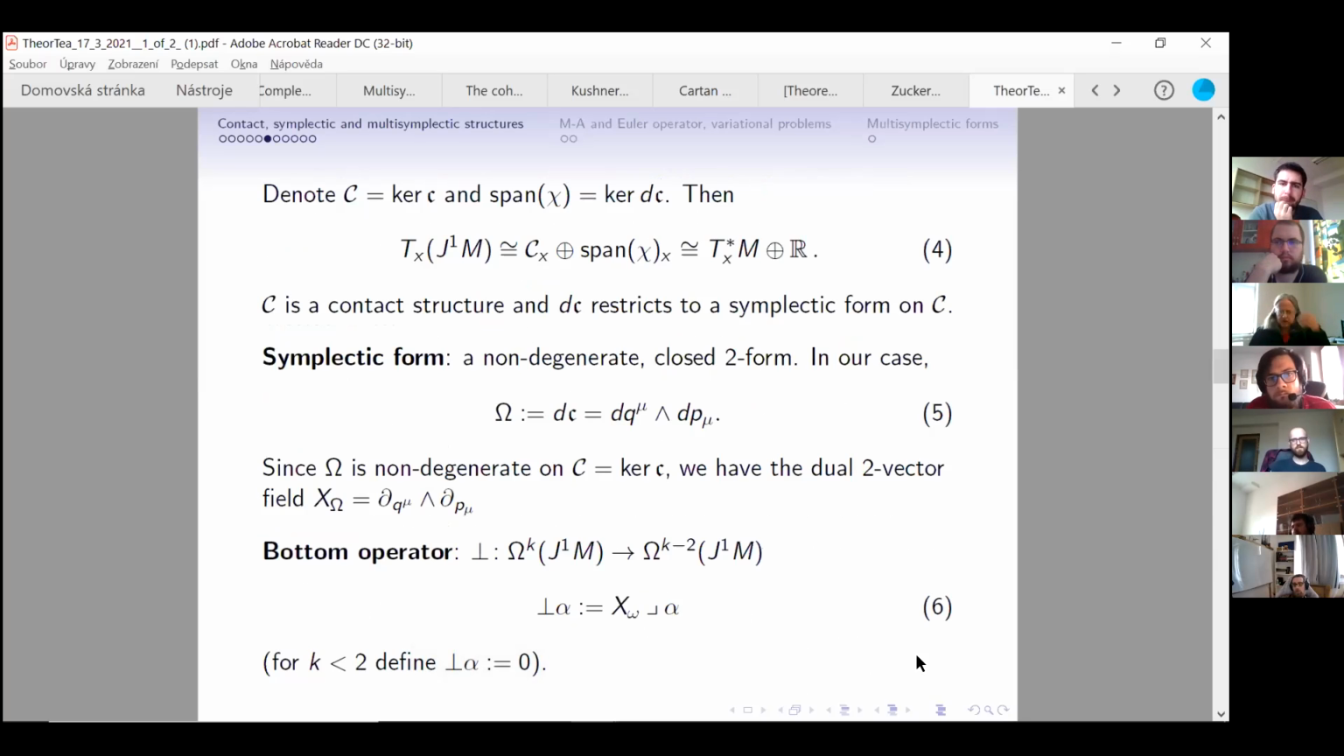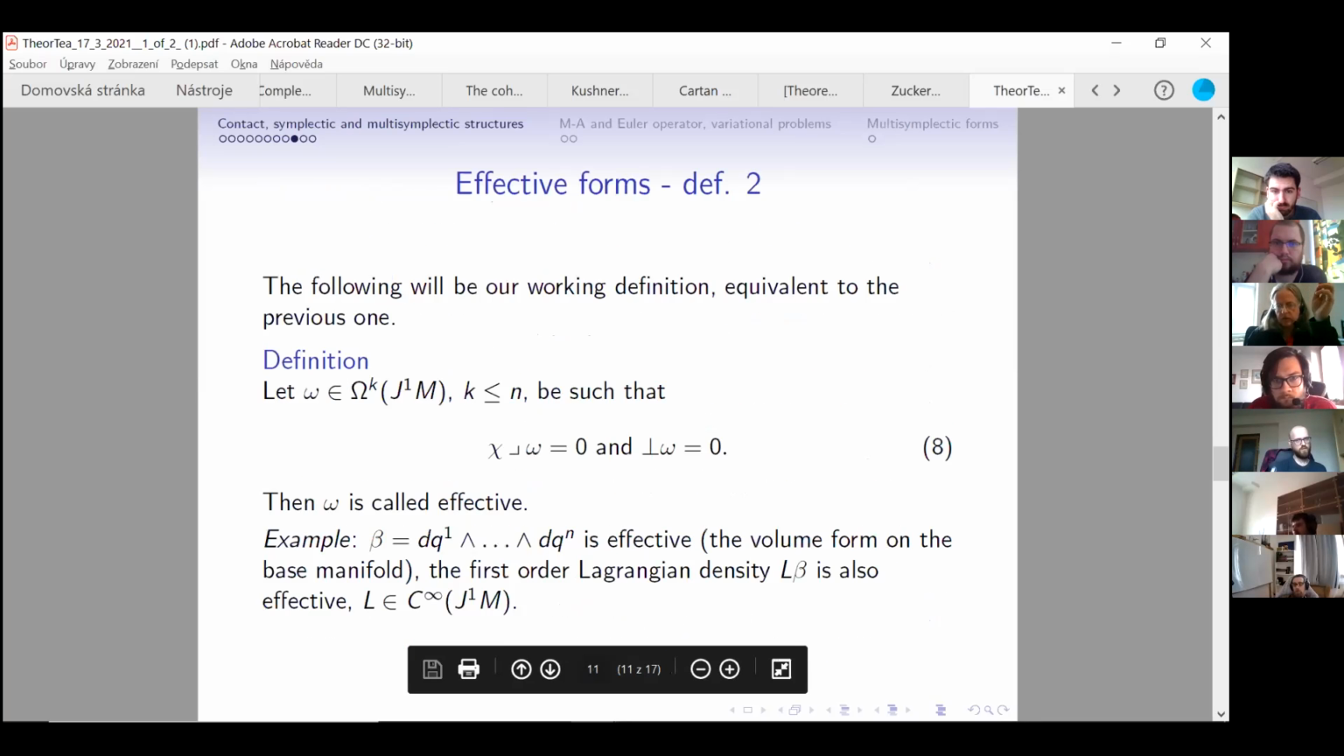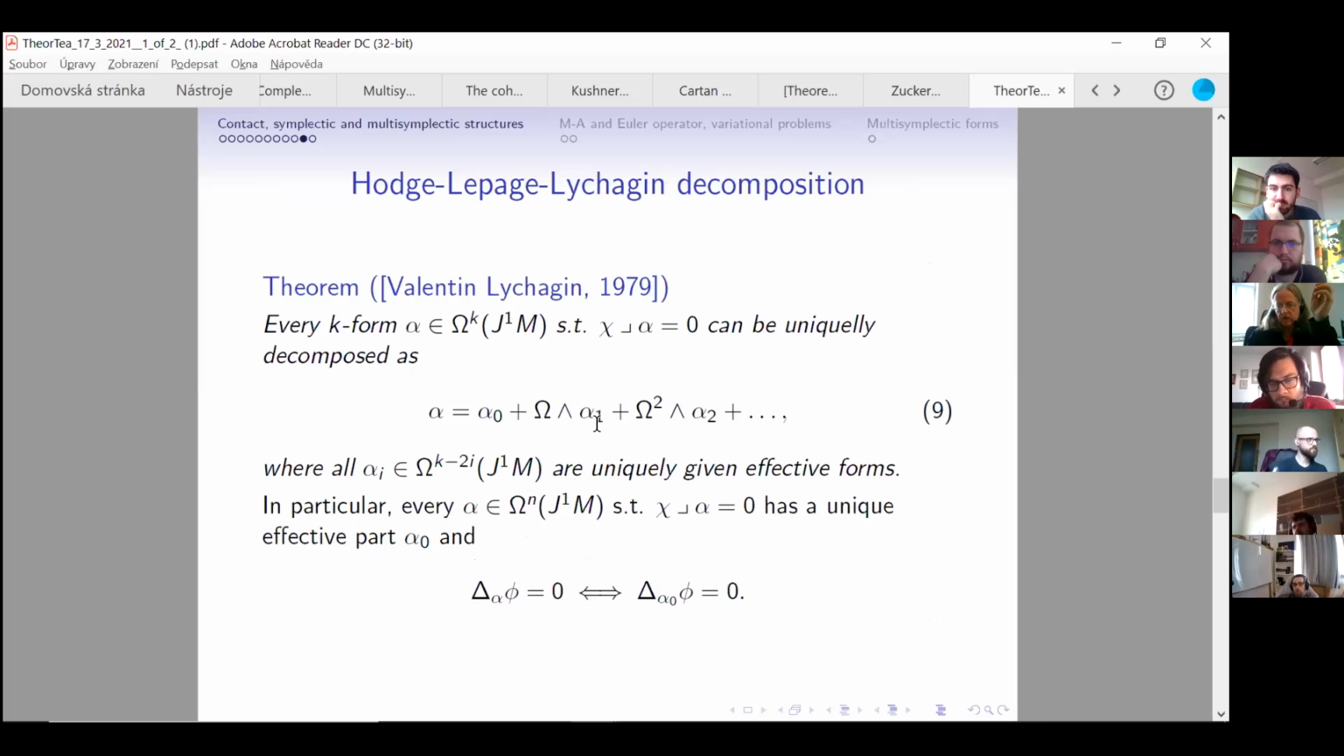I have another question, if I may change the topic. Can you maybe give some intuition for why there should be this unique Hodge-Lepage-Lychagin decomposition? Frankly speaking, I don't think I can pull out the idea of the proof.